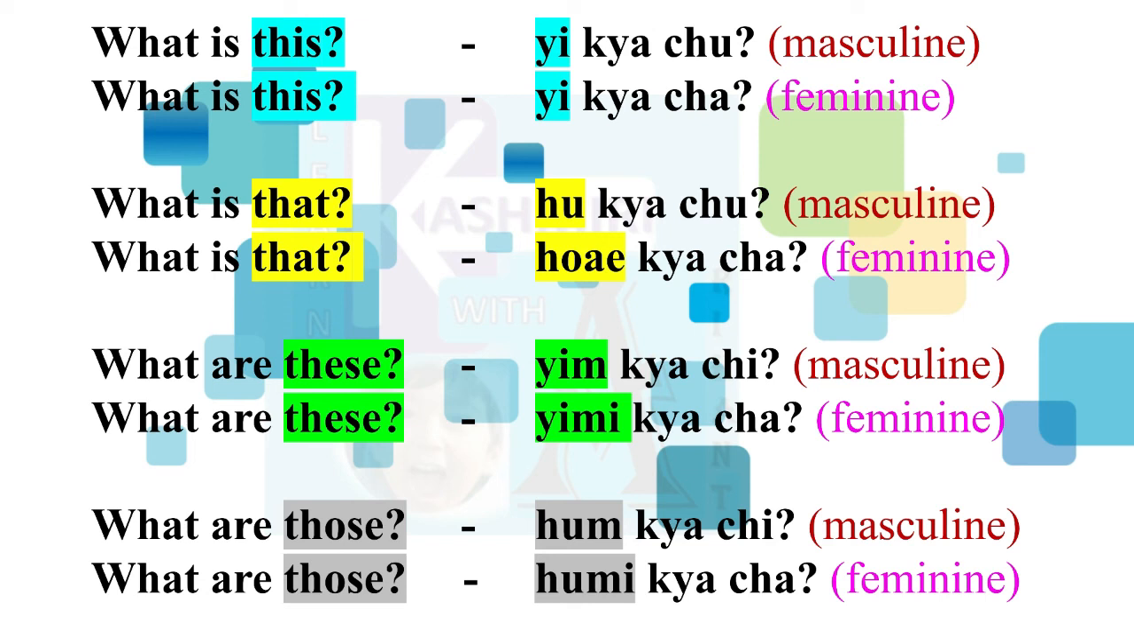What are these for masculine is yim kya ch. What are these for feminine is yim kya chhe. And the last pair, what are those for masculine is hum kya ch. And what are those for feminine is hum kya chhe.